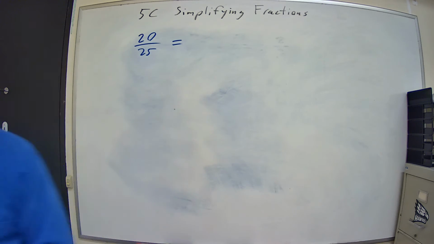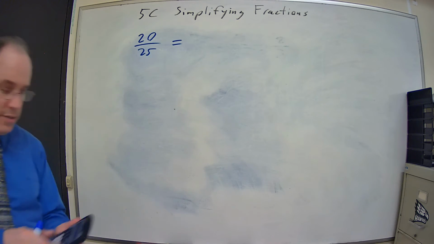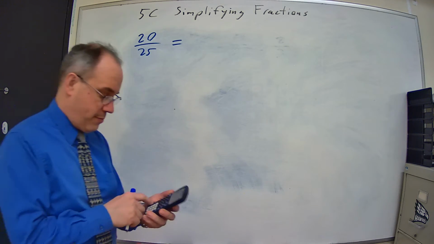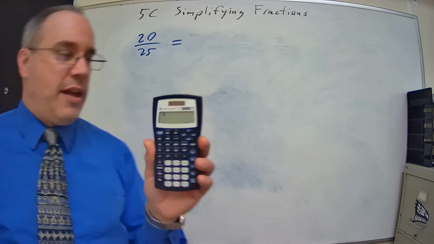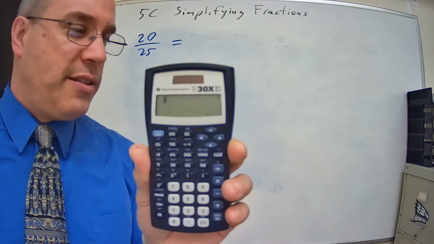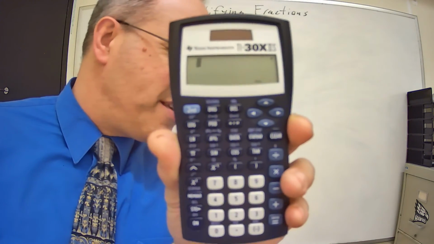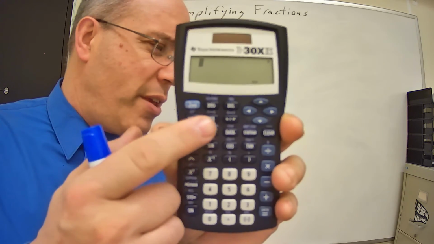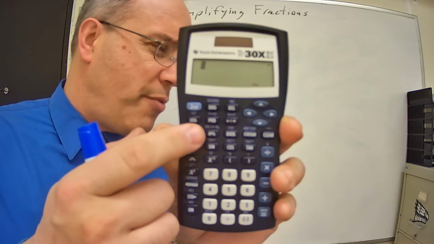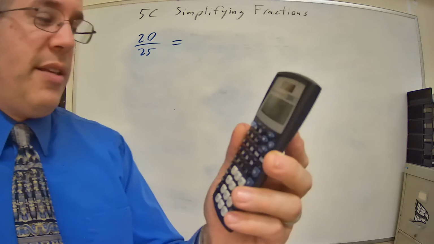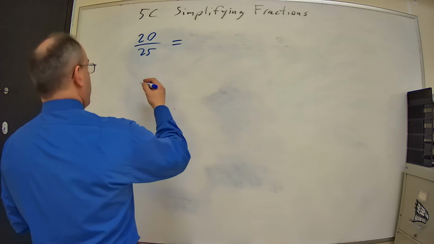Obviously different types of calculators will do things in different ways. Right here, I've got a TI-30X2S. I don't know if I can get it where you can see it well, but right about here, my finger's on top of it, is a button that says A, B over C.